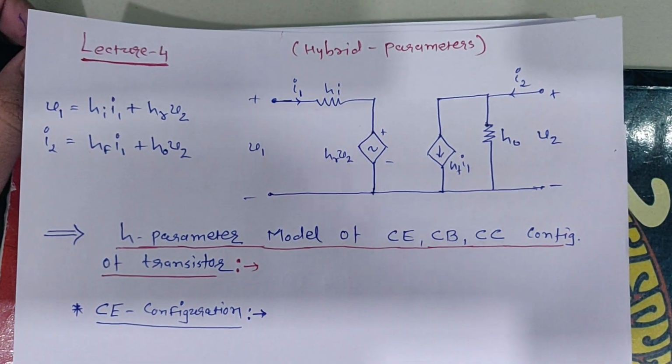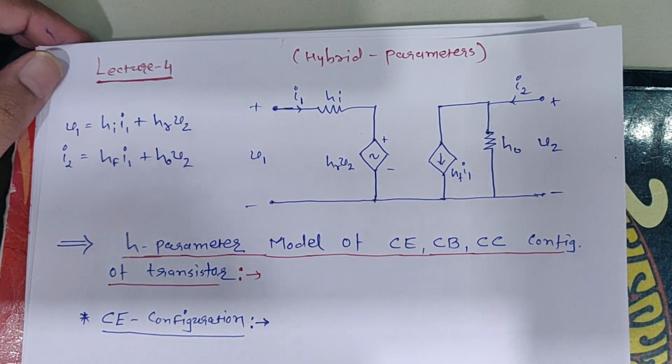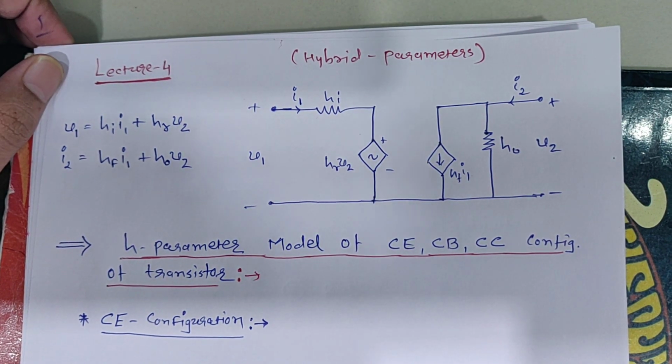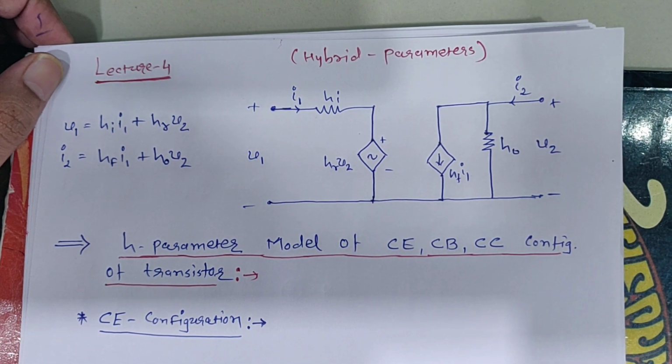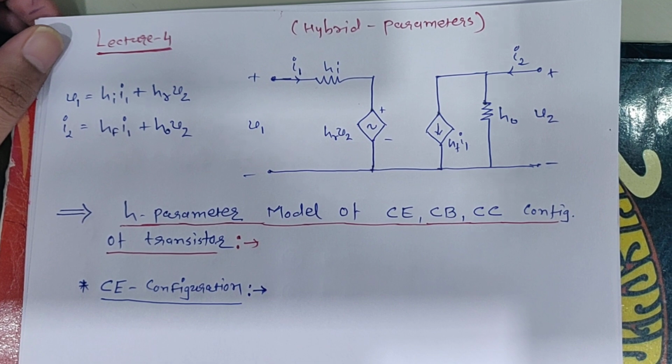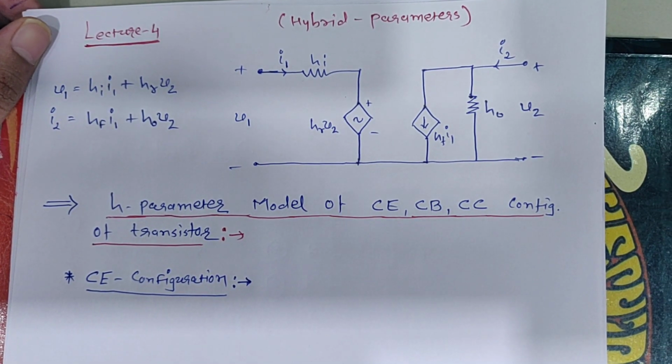Hello everyone. Today we are going to discuss lecture number 4 of hybrid parameter, chapter 5 of the ECA subject. The topic of lecture number 4 is the H parameter model of CE, CB and CC configuration of the transistor.